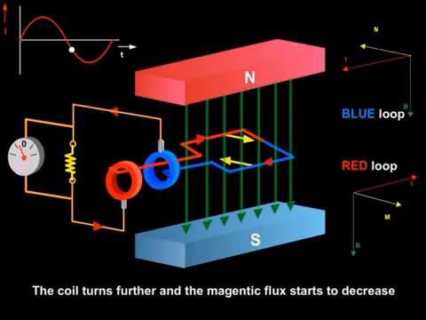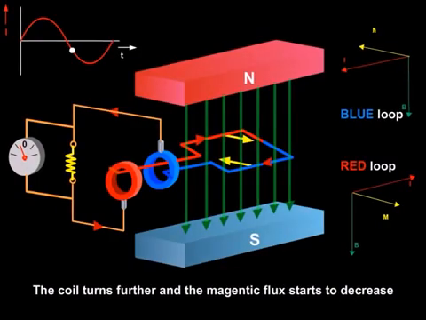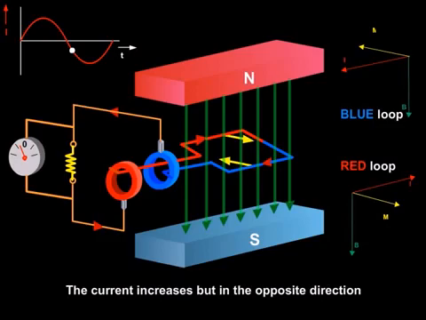As the coil turns further, the magnetic flux associated with the coil decreases and the rate of change of flux increases. The induced current in the coil increases, but this time in the opposite direction.